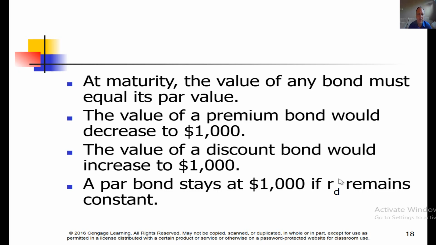So at maturity, the value of any bond must equal its par value. The value of a premium bond would decrease to 1,000. The value of a discount bond would increase to 1,000. And a par value bond's price stays the same.